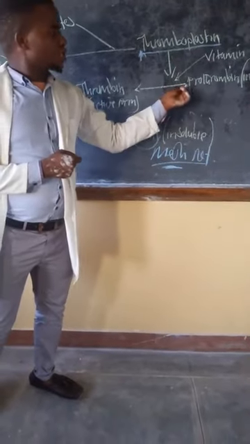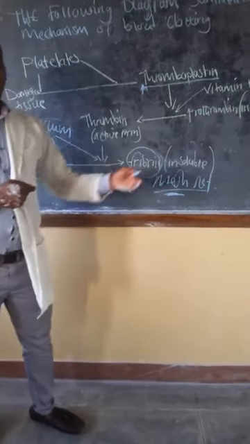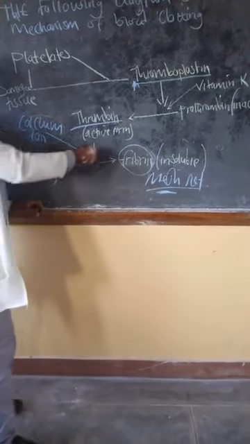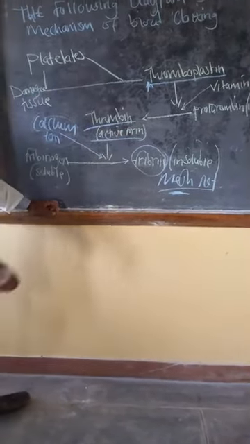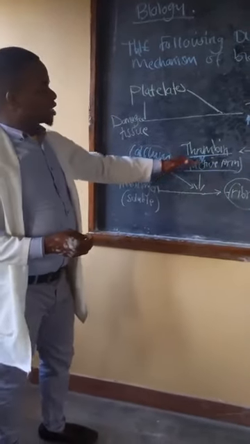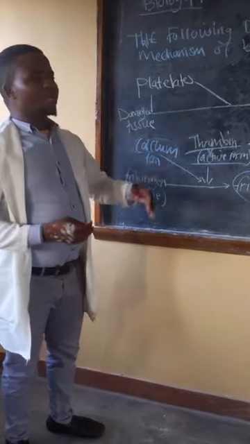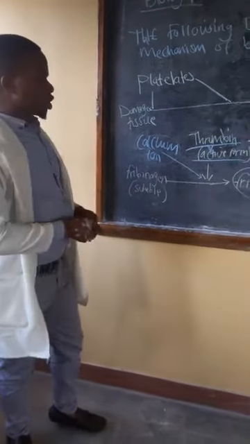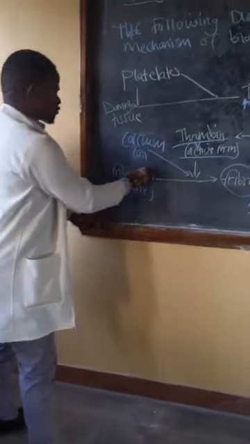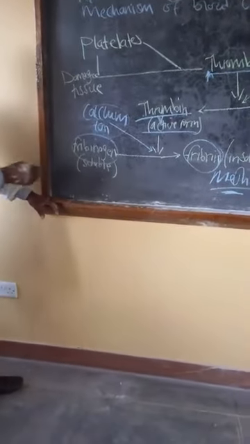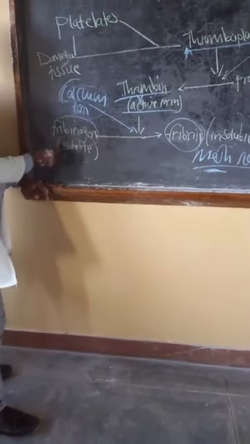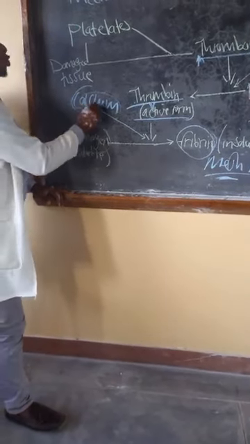And of course, this prothrombin is inactive. It has to be activated into thrombin. Thrombin is now the active form. When it is activated, it has to act on another plasma protein. The plasma protein that this thrombin acts on is fibrinogen. This will only be done in the presence of calcium ion.